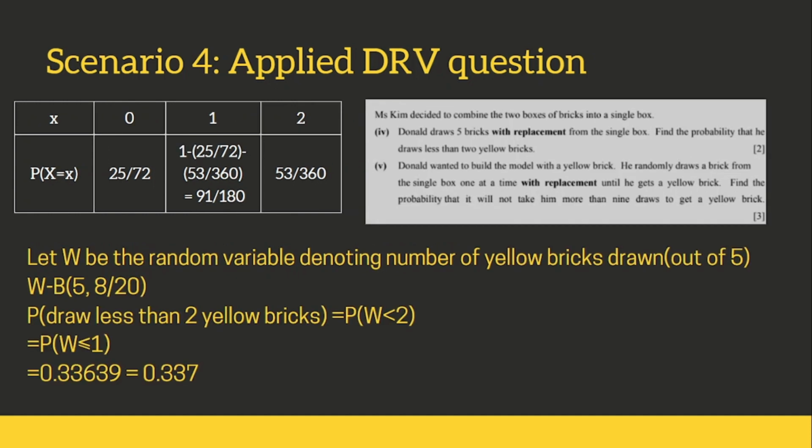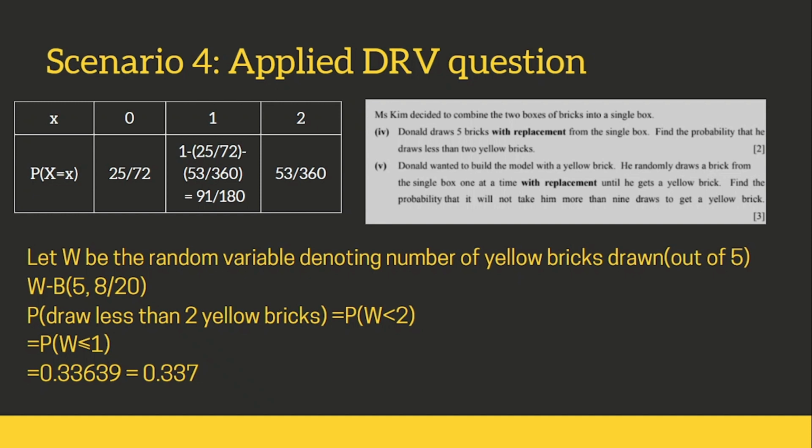Then for the next part, Ms. Kim decides to combine the two boxes of bricks into a single box. Donald draws 5 bricks with replacement from the single box. Find the probability that he draws less than 2 yellow bricks. In this case, we're going to let W be the random variable denoting the number of yellow bricks drawn out of 5. So this will make a binomial distribution.